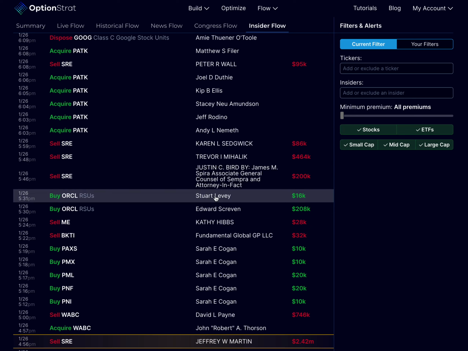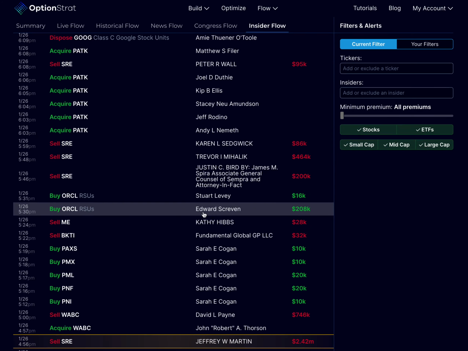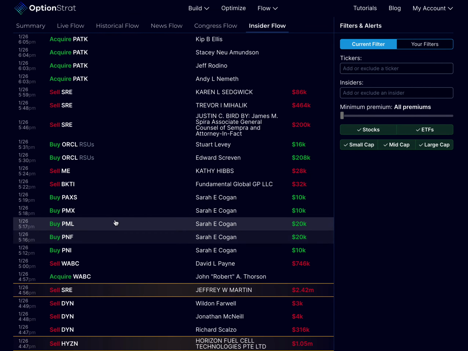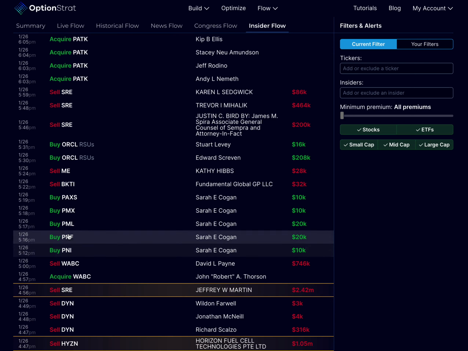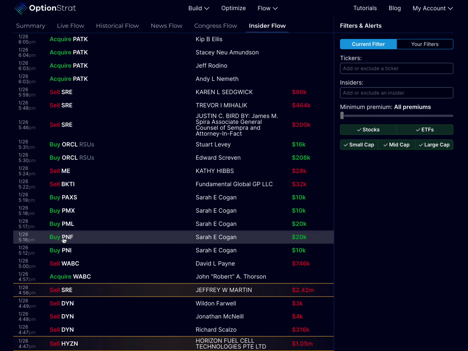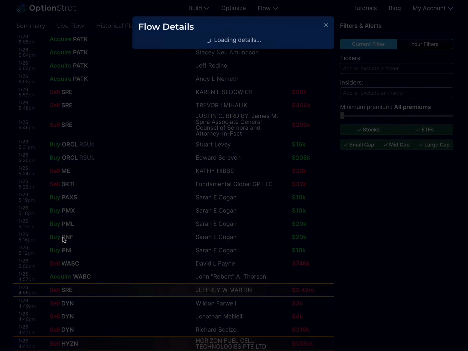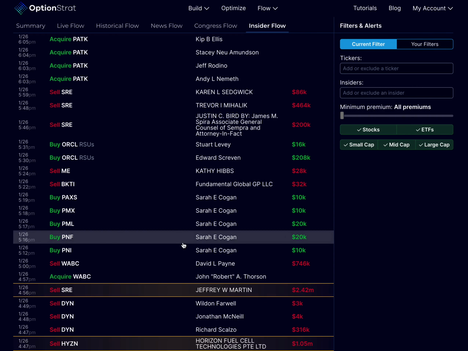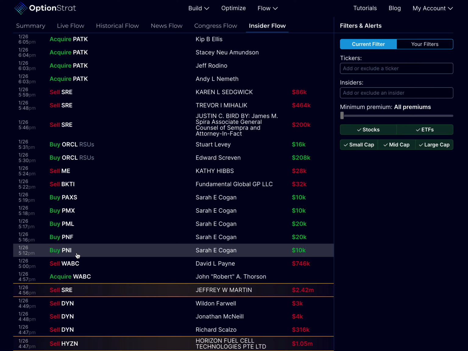We can see that these C-suite executives at Oracle are buying. Or here we've got Sarah Kogan buying a bunch of different companies. I'm guessing these are all different companies that she's involved in. We can come in and look at each one of these buys and, again, see all those specific details. So these can be buys in many cases where a person is actually buying the stock, which I would say is bullish in nature.